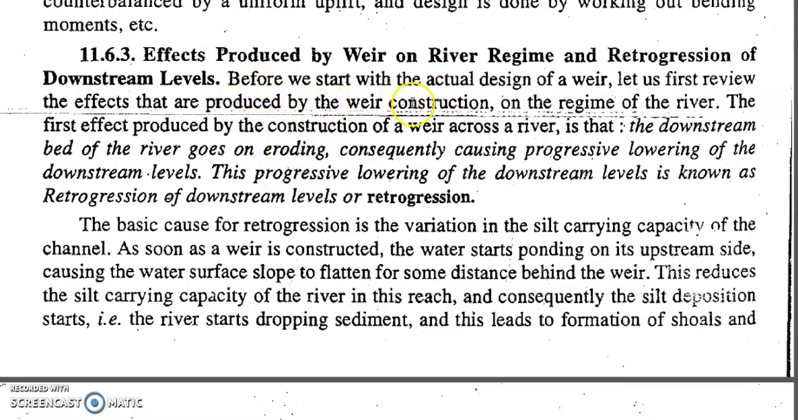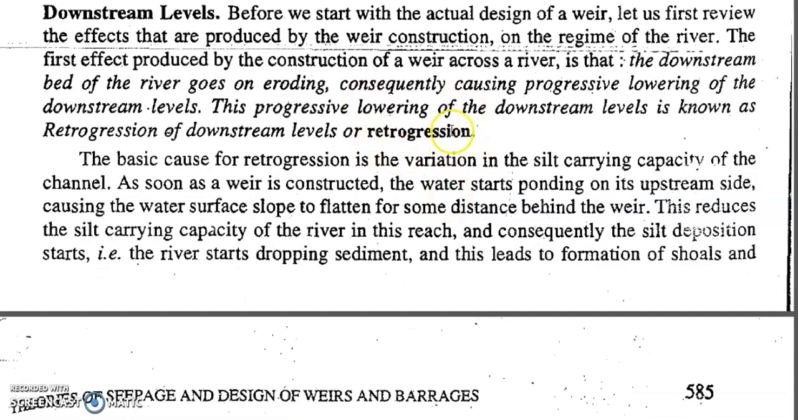Before we start with the actual design of the weir, let us first review the effects that are produced by the weir construction on the regime of the river. The first effect produced by the construction of a weir across the river is that the downstream bed of the river goes on eroding, consequently causing progressive lowering of the downstream levels. This progressive lowering of the downstream levels is known as retrogression. So now it is clear what retrogression is.